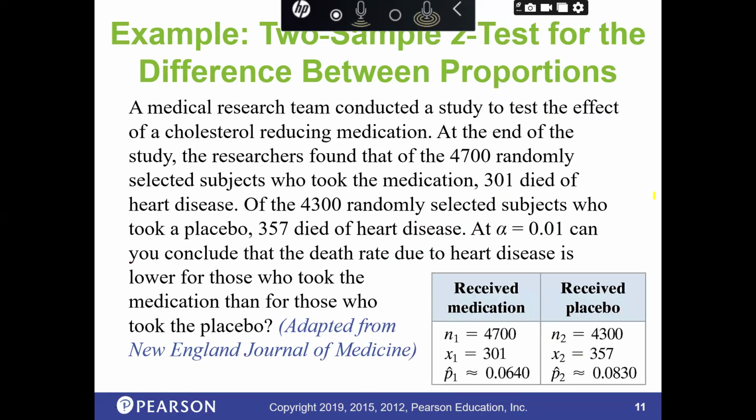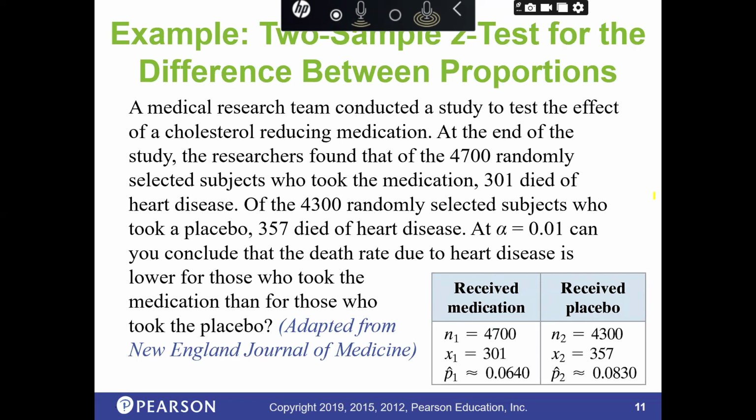Last problem of the chapter, here it is. Let's do a medical research problem. We're studying the effect of a cholesterol reducing medication. At the end of the study, the researchers found that out of the 4,700 randomly selected subjects who took the medication, 301 died of heart disease. Of the 4,300 randomly selected subjects who took a placebo, only 357 died.